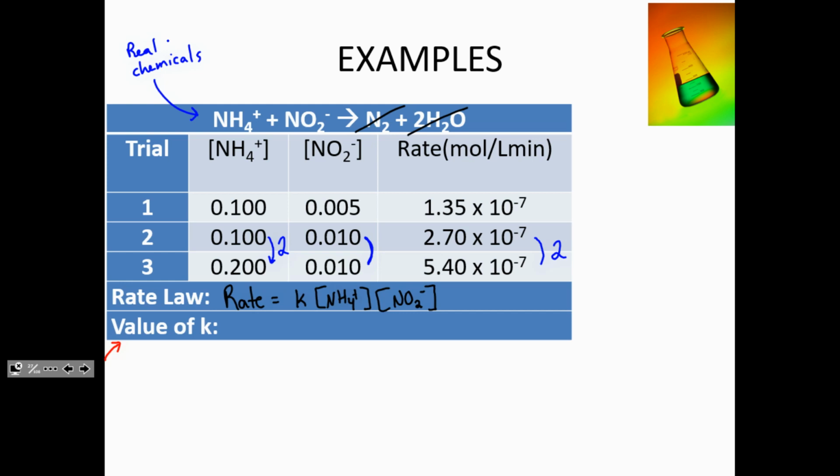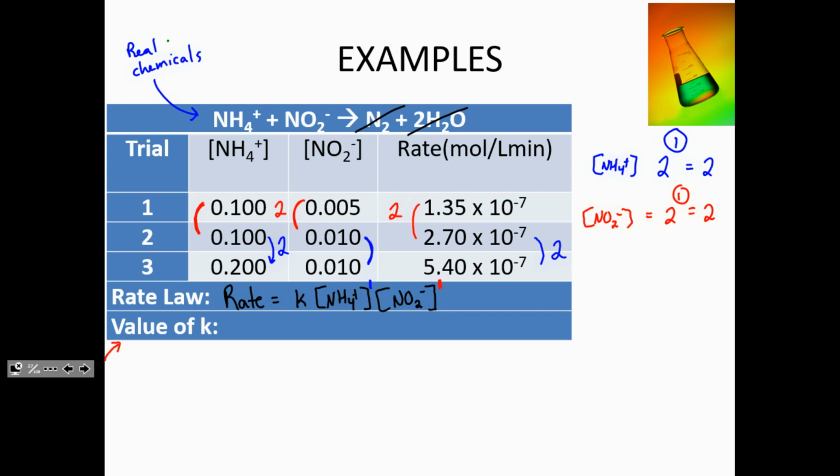And so when we have the doubling of ammonium, 2 to the first power will give me 2. So ammonium is a first order reactant. And for nitrite, we want ammonium to stay the same. During those two trials, we doubled the concentration, and the rate is also doubled. So for nitrite, 2 to the first power is 2. So this is also a first order reactant. Now, we have our rate law. The last part is actually to solve for the value of K.